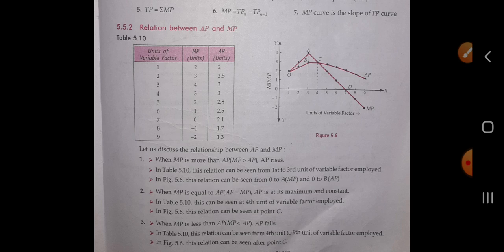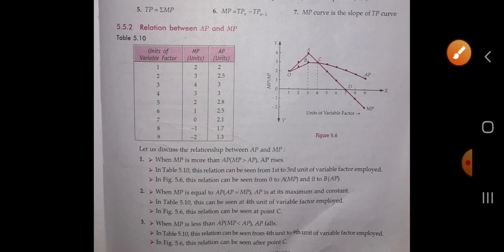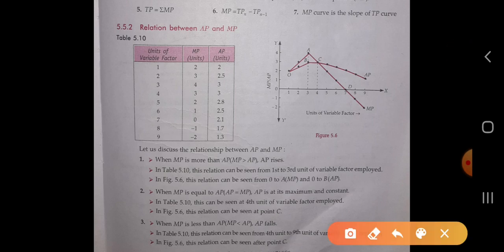Now the next case: when MP is equal to AP, AP is at its maximum and constant. AP will be the maximum as well as constant.